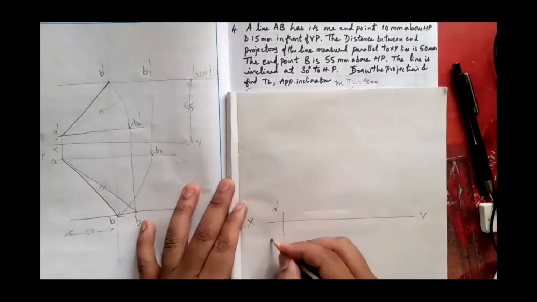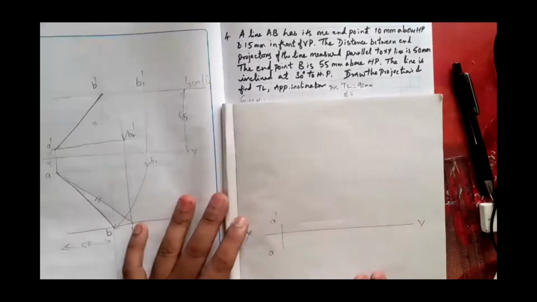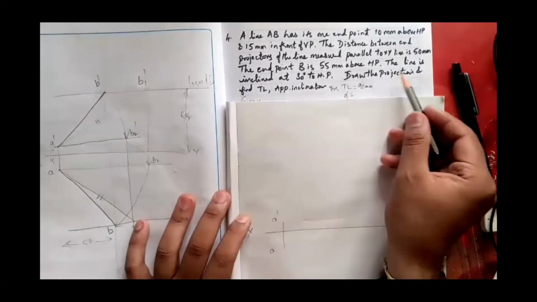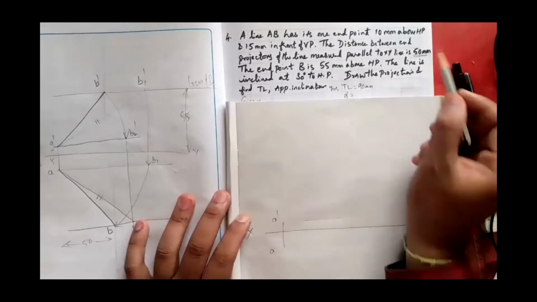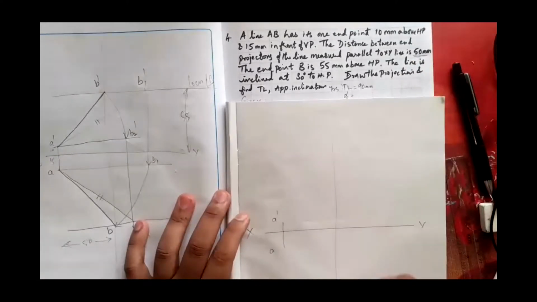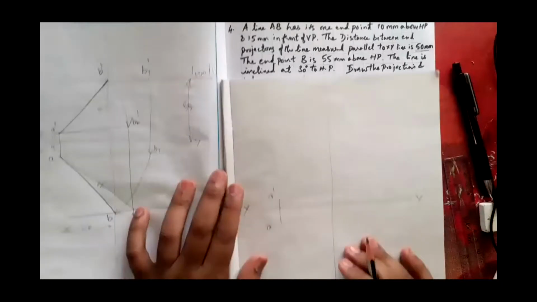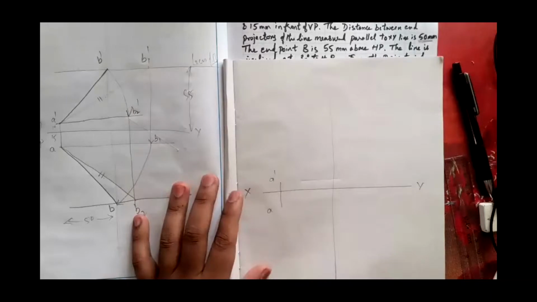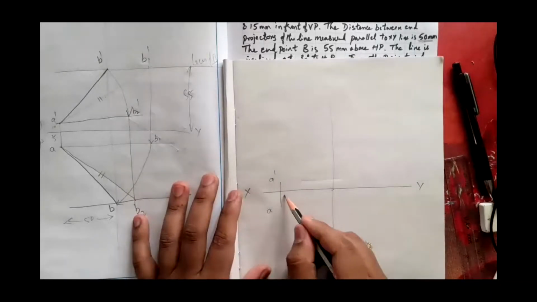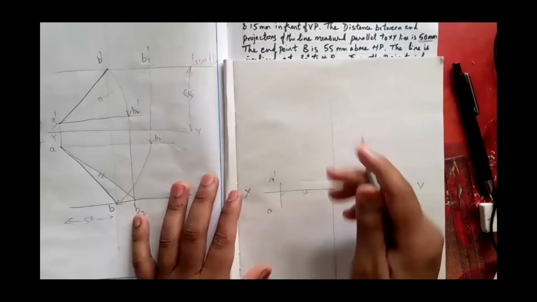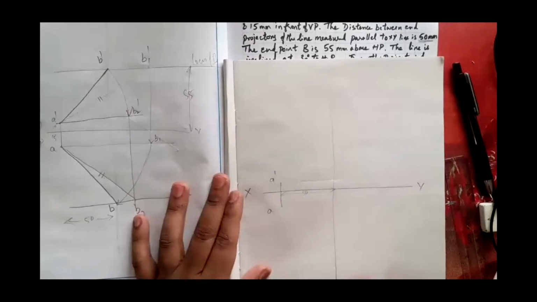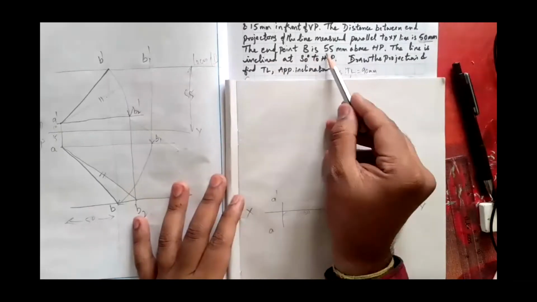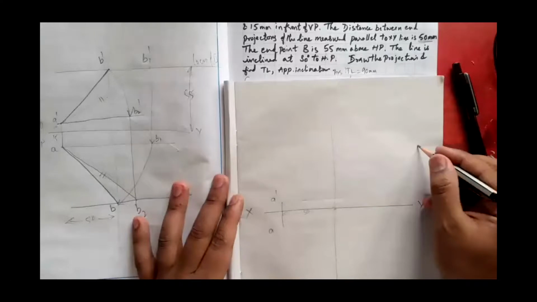Got it? Distance between end projectors is given as 50 mm. See, the distance between end projectors is given as 50 mm. So somewhere here B dash and B is going to lie. Have you understood? Yes, sir. At a distance of 50 mm from here, somewhere here B dash and B should lie. I don't know where it is. Okay, but one more condition is given. End point B is 55 mm above HP. Above HP 55 mm. Somewhere I'll draw a line for a distance of 55.